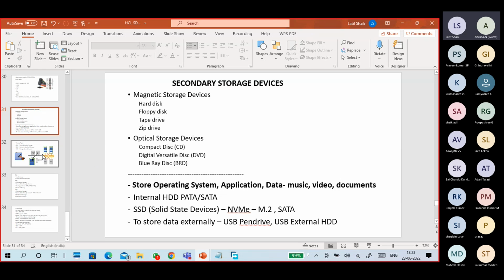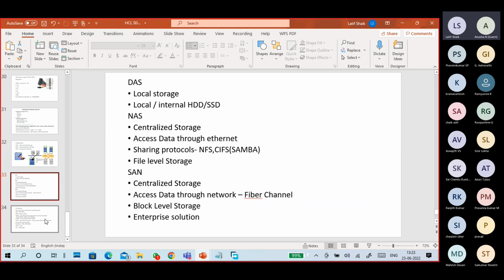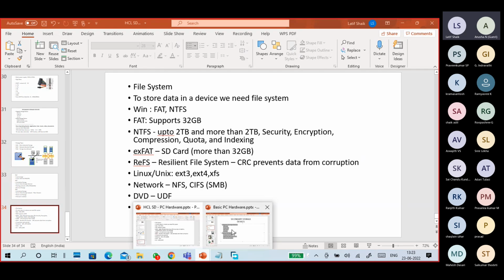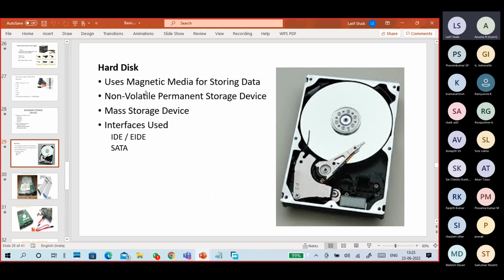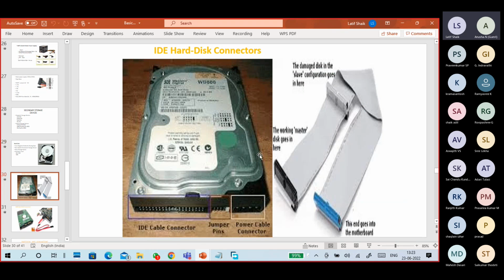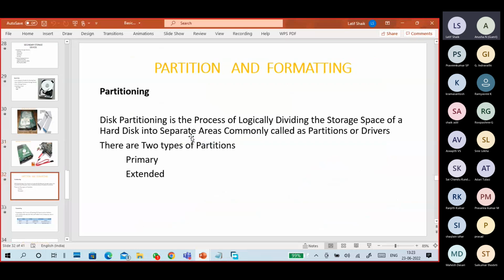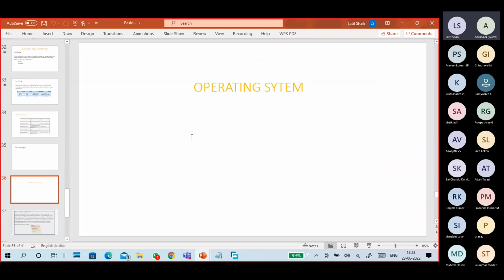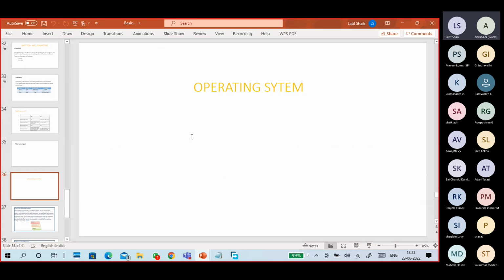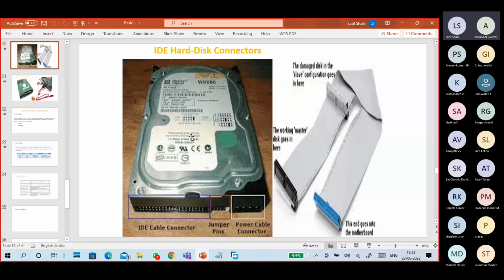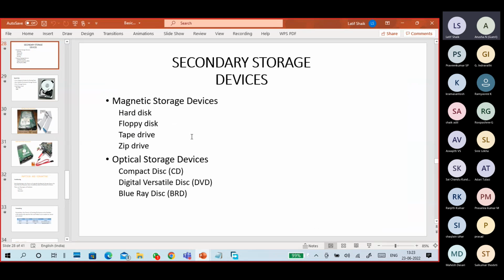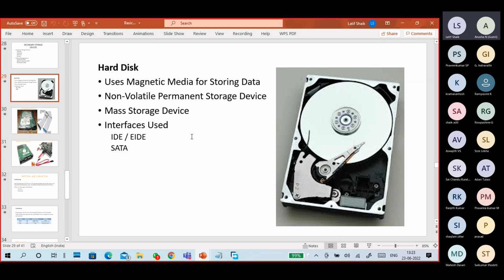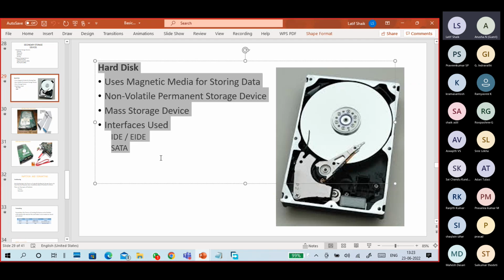Different storage types and then file system. This is how a hard disk looks like. Magnetic tapes and all. Then this is a SATA hard disk and its connections, and partitions in a GPT partition. We'll see. Okay. Now what is the time? 1:23. Then we'll go to those basic things only.